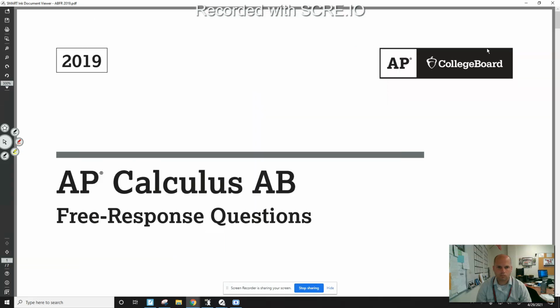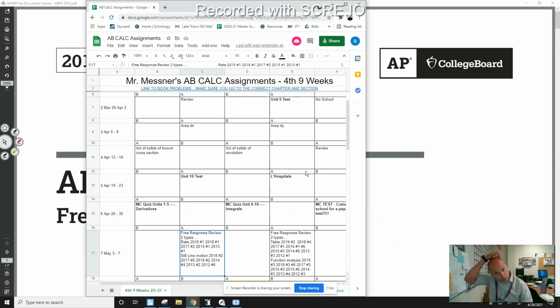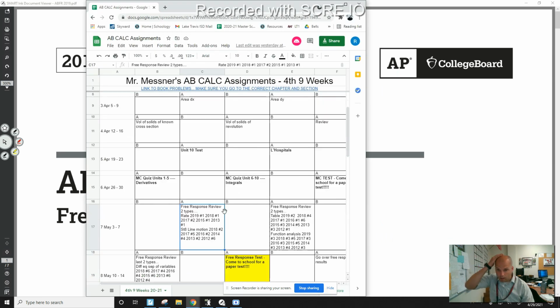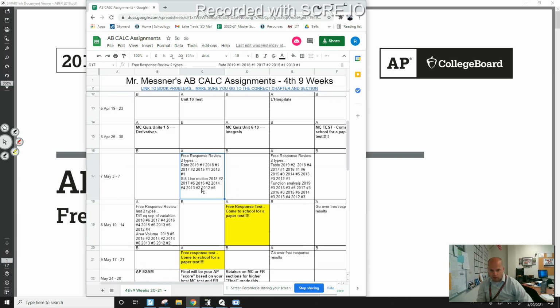Okay, we are going to do some free response problems now. And we're going to start with rates and straight line motion problems. So I'm just going to go through year to year. This is where you find the problems that are going to help you year to year on this type of question. Okay, so 19, 18, 17, 15, and 13.